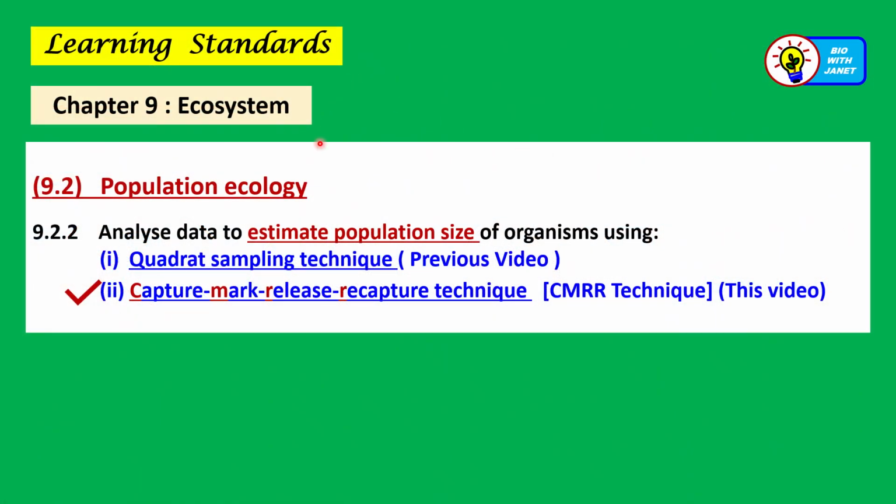The learning standards are as follows. Chapter 9, Ecosystem. 9.2, Population Ecology. We should be able to analyze data to estimate the population size of organisms using, number one, the quadrant sampling technique. This has been discussed in the previous video. So in this video, we'll discuss the Capture, Mark, Release, Recapture technique.